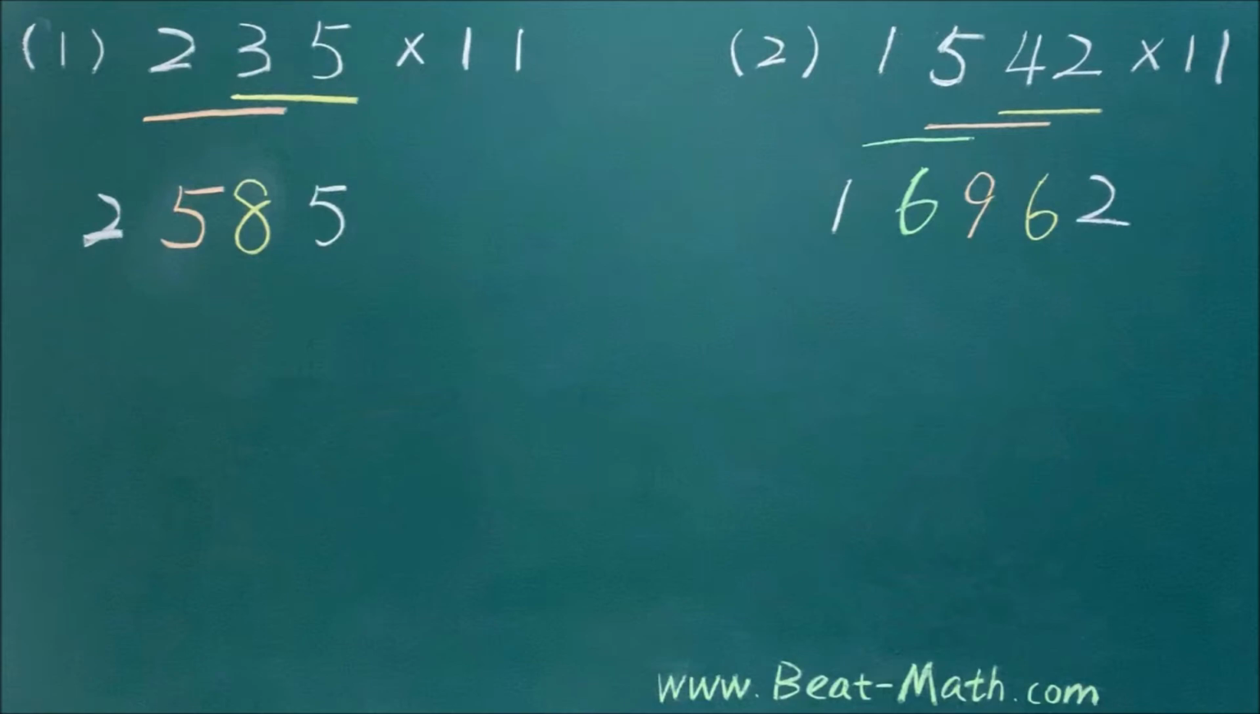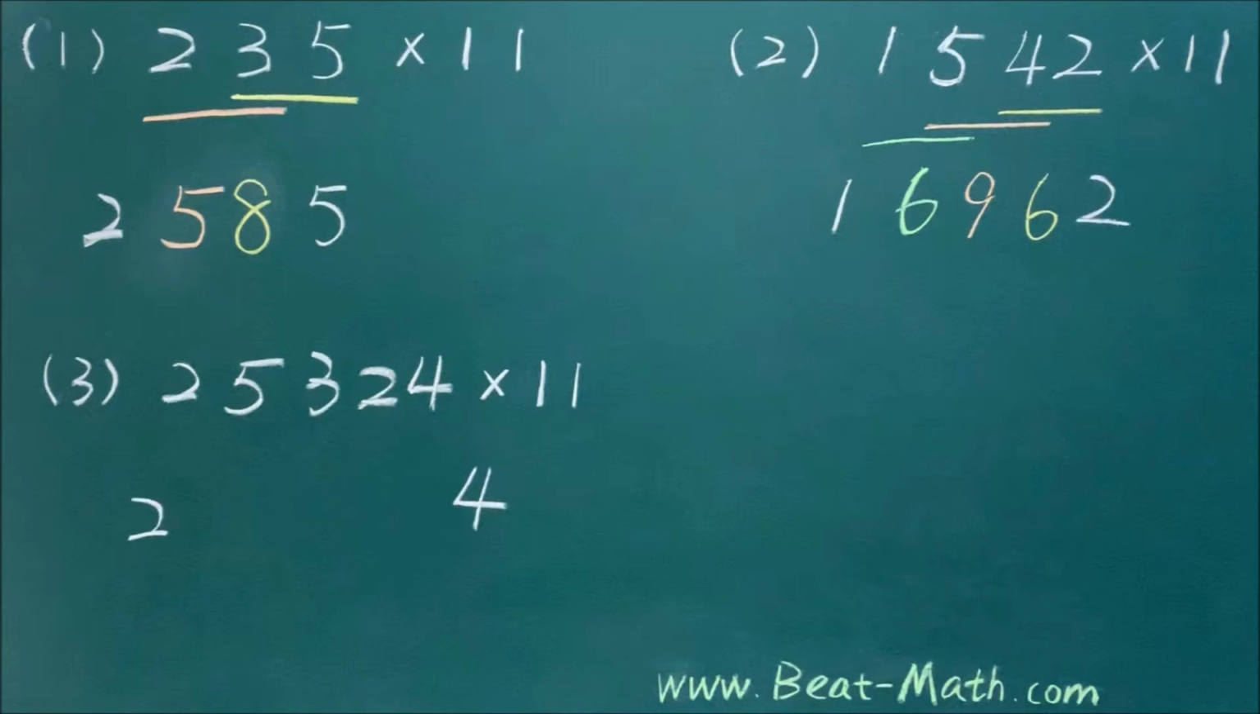Then how do you calculate 25,324 times 11? It's the same process. We put 2 in the first and 4 in the last position. 2 plus 5 equals 7. 5 plus 3 equals 8. And 3 plus 2 equals 5. 2 plus 4 equals 6. And we put 7, 8, 5, and 6 in the middle and get 278,564. That's the answer. You can use this method to calculate any number multiplying by 11.